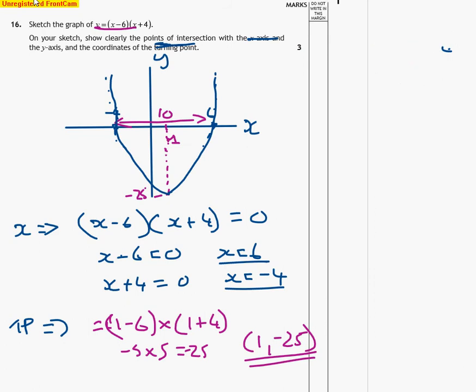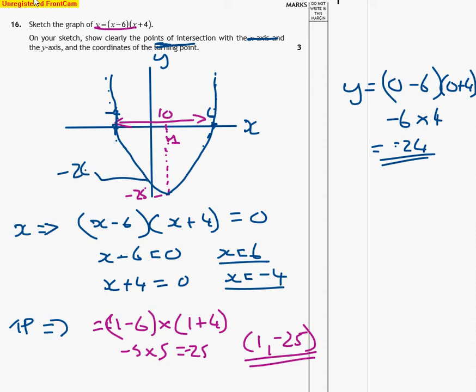It crosses the y-axis when x is equal to 0, doesn't it? So on this axis, x is always equal to 0. So if we just put 0 into this equation, we should get it. So y is equal to 0 minus 6 multiplied by 0 plus 4. So minus 6 times 4 equals minus 24. Now I'm looking at that thinking, yeah, that makes sense. That absolutely makes sense. Okay, so it's in there, minus 24. Simple.